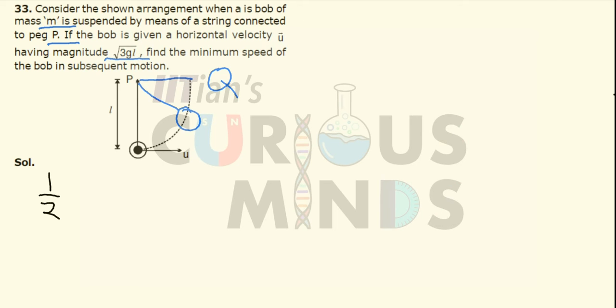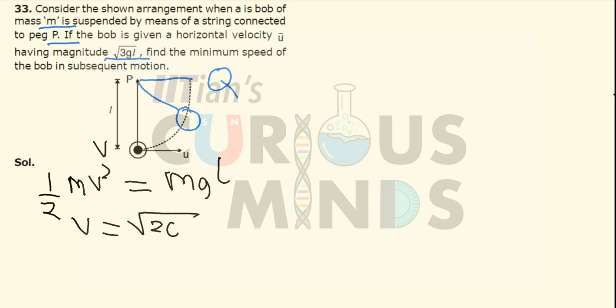Let the velocity at the bottom be v. Then half mv square will be equal to mgh, that is the potential energy at point Q, or mgl over here. So the velocity will come out to be root 2 gl. Now, root 3 gl is clearly greater than this velocity.